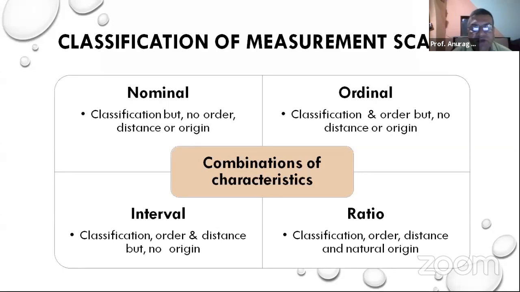Interval has got classification, order, and distance, so we are now addressing 3 mapping rules, but no origin. And ratio variables have got all the 4: classification, order, distance, and natural origin. We call them higher order variables. Say nominal is the least order variable and ratio is the highest order variable. So what I was trying to tell you is most of our statistics books are referring to interval and ratio variables. They do not take care of nominal and ordinal variables.